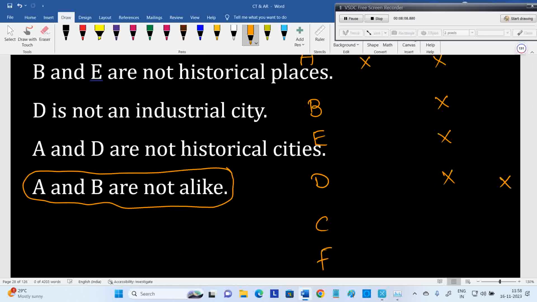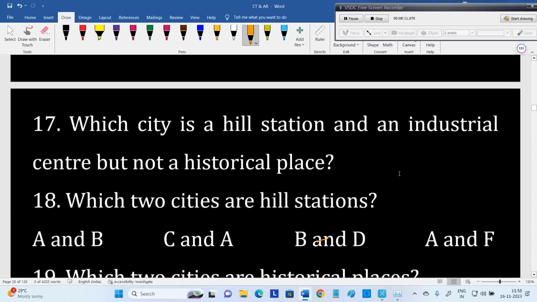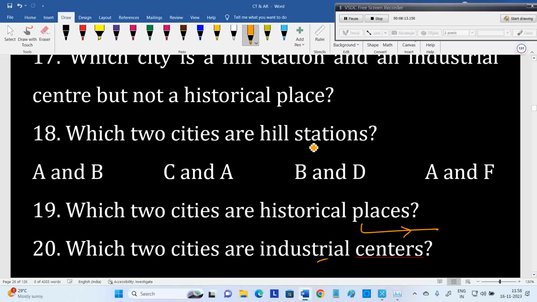They are giving options actually. I removed the options, but they'll give options for everything, like A and B, like that. The two historical cities are nothing but C and F. Now 19th you have options, 18th you have options, right? Try that. Which two cities are hill stations?